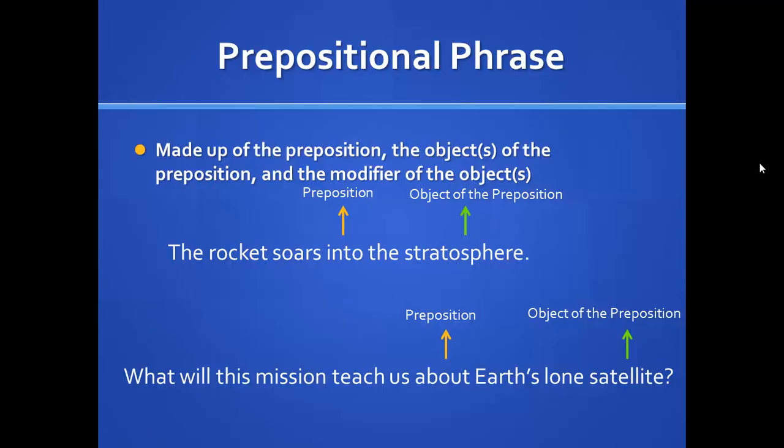Some of you may have said that Earth's is the object of the preposition. Notice that Earth's is a possessive, and so it's actually an adjective describing the satellite. So you need to keep going. Lone is a describing word for the satellite, so we have to keep going until we hit that noun. That noun is satellite. So that's the object of the preposition. And of course, then our prepositional phrase is about Earth's lone satellite. Start with the preposition. Keep going until you get to the end of the object of the preposition. And that's where you stop.